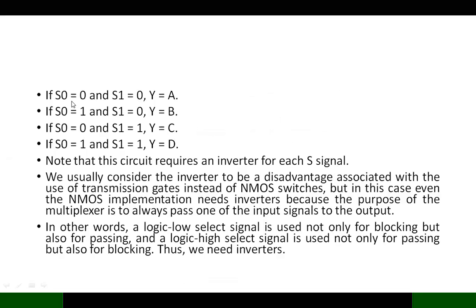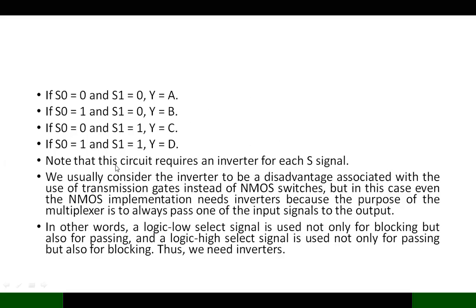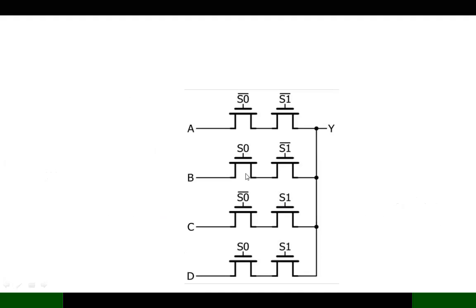Fine. So the same thing I mentioned here, 0 0 1 0 0 1 1 1. Now one more important thing to keep in mind here is that we have a bar, right? In order to have an inverted signal, we normally need an inverter, because whatever signal is given, if I want to lower the signal or make the signal opposite, I will use an inverter. We usually consider the inverter to be a disadvantage associated with the use of transmission gates instead of NMOS switches. But in this case, even with NMOS implementation, it needs the help of inverters. So you're able to understand, students, why we need an inverter.